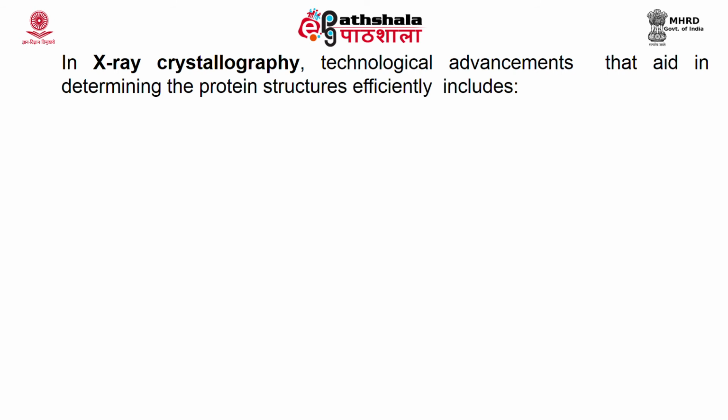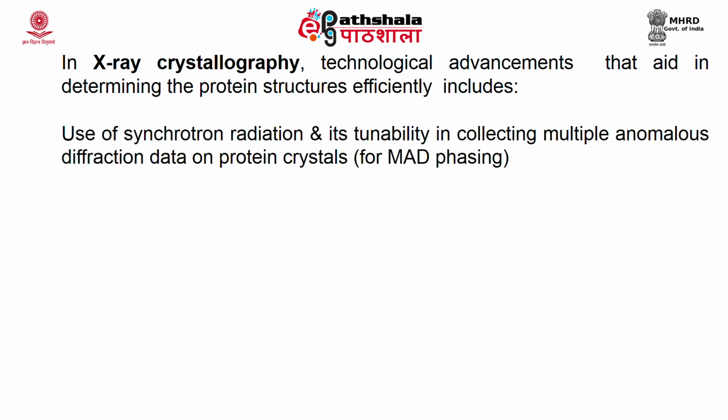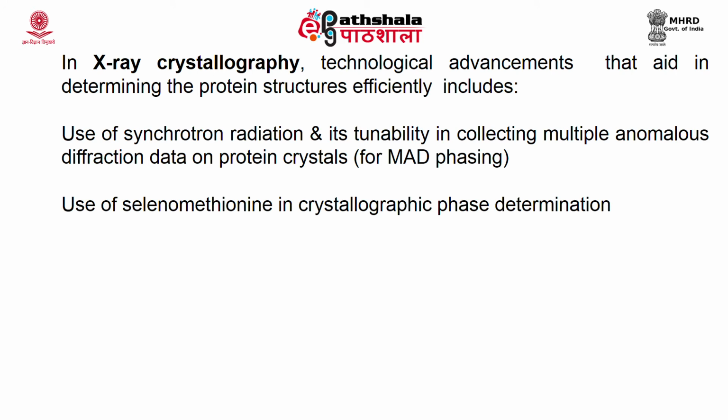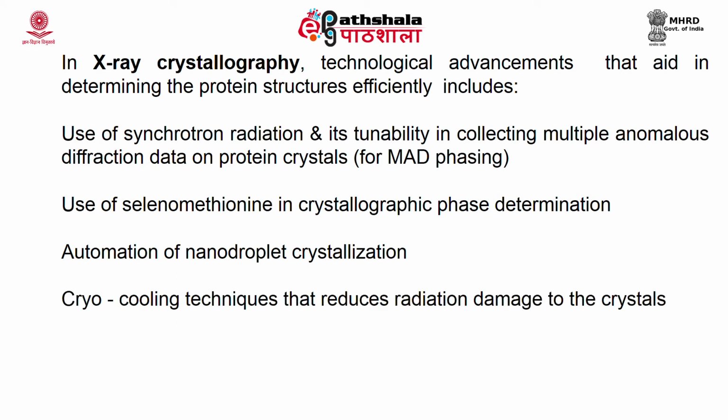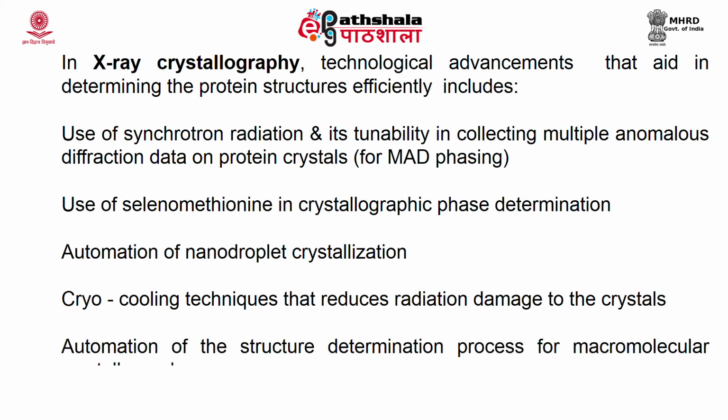In X-ray crystallography, technological advancement aids in determining the protein structures efficiently and with ease. The advancements include, first, the use of synchrotron radiation and its tunability in collecting multiple anomalous diffraction data on protein crystals for MAD phasing; second, the use of selenomethionine in crystallographic phase determination; third, automation of nanodroplet crystallization; cryocooling techniques that can reduce radiation damage to the crystal; and the automation of the structural determination process for macromolecular crystallography.